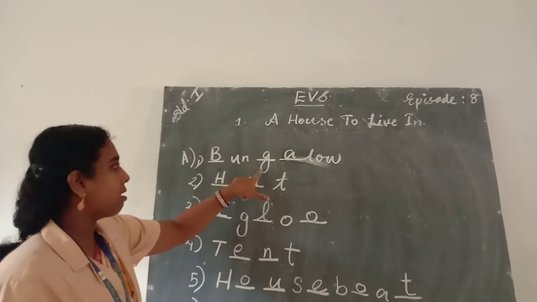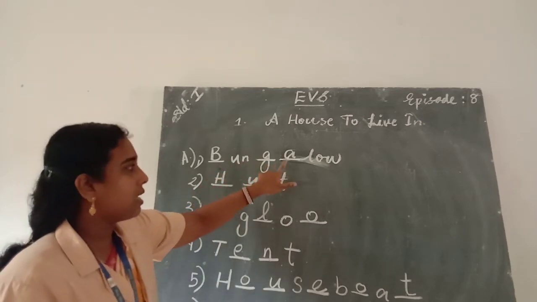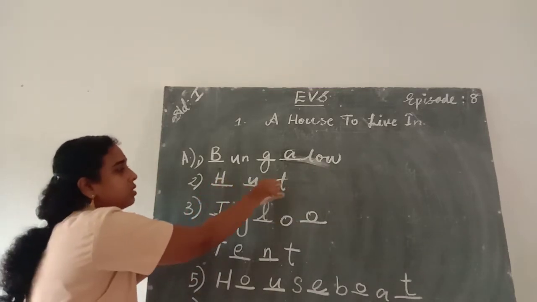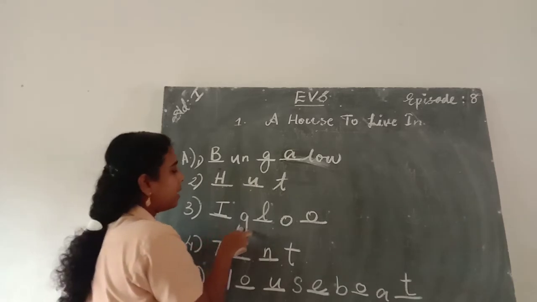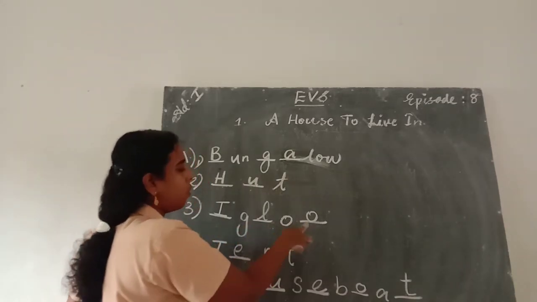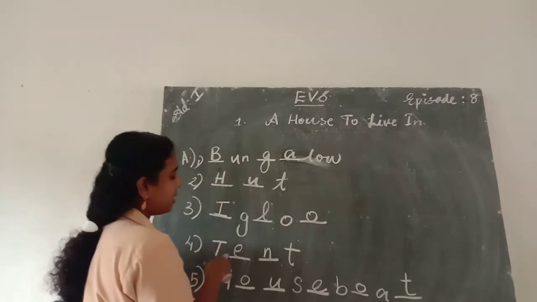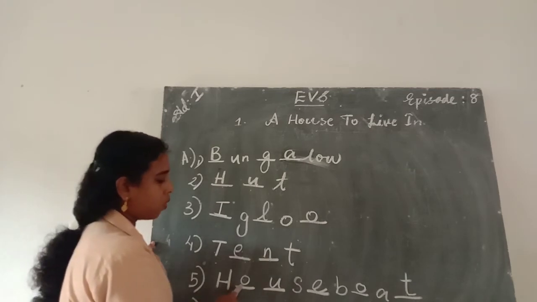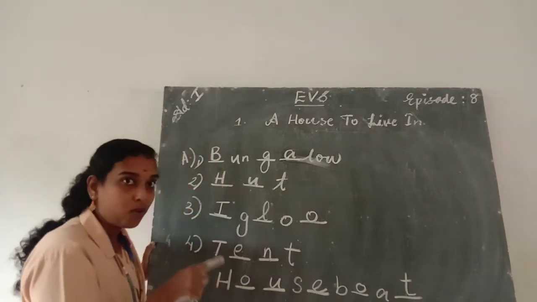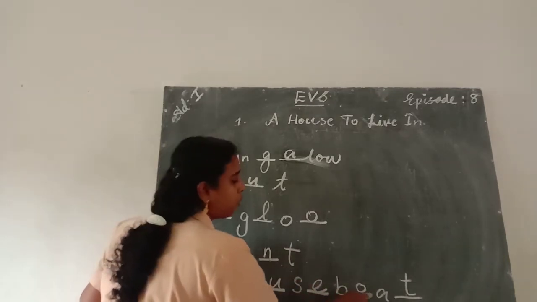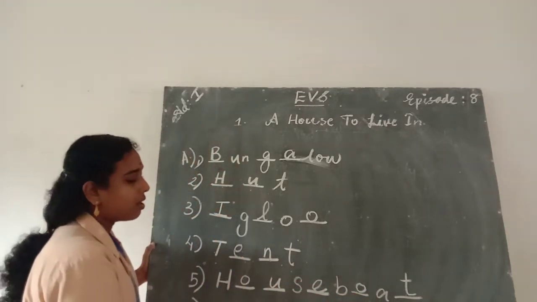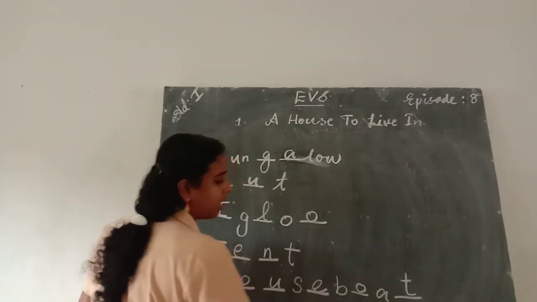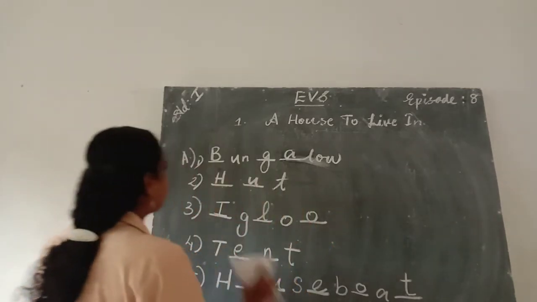Okay, first one, bungalow. B-U-N-G-A-L-O-W. Then hut. H-U-T. Igloo. I-G-L-O-O. Tent. T-E-N-T. Then houseboat. H-O-U-S-E, house. Boat, B-O-A-T. Caravan. C-A-R-A-V-A-N. Caravan. Okay.